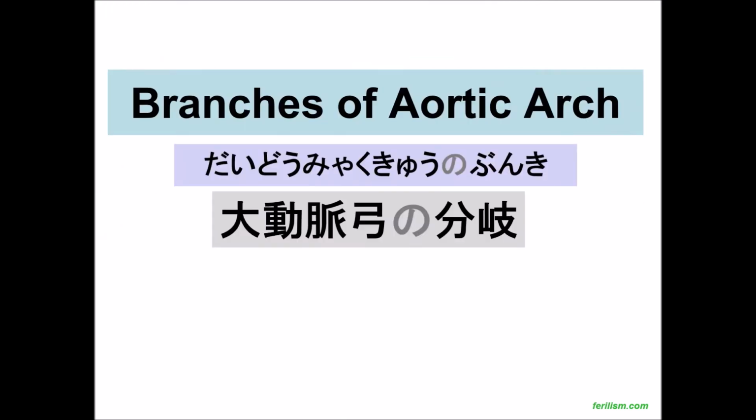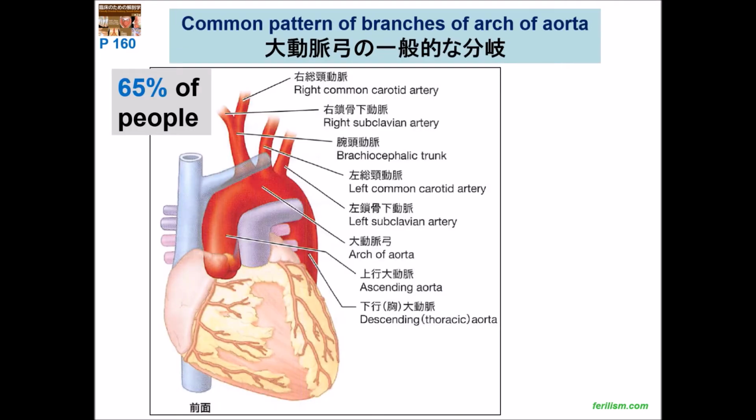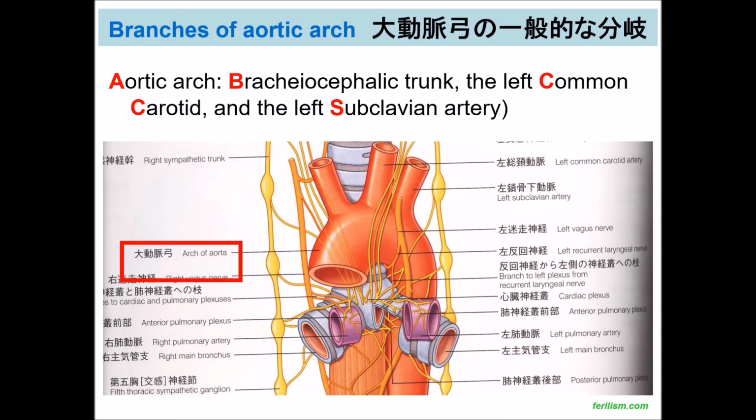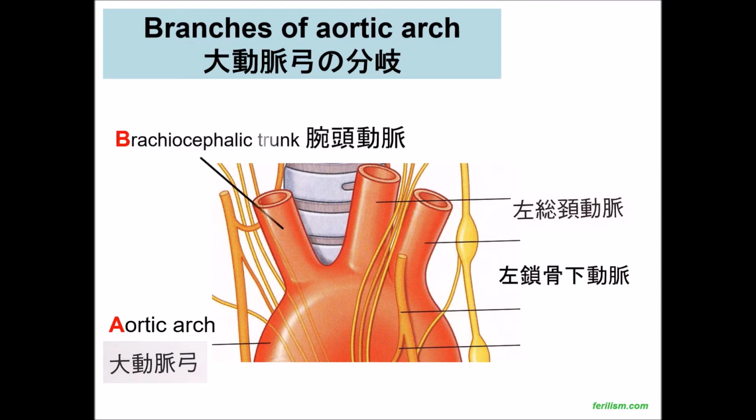Branches of aortic arch. Remember that there are variations with regards to the branches of aortic arch, shown here. However, majority, more than 65%, have this configuration. Aortic arch has 3 branches: brachiocephalic trunk, left common carotid artery, and left subclavian artery. Again, aortic arch, first branch, brachiocephalic trunk, followed by common carotid artery and left subclavian artery.